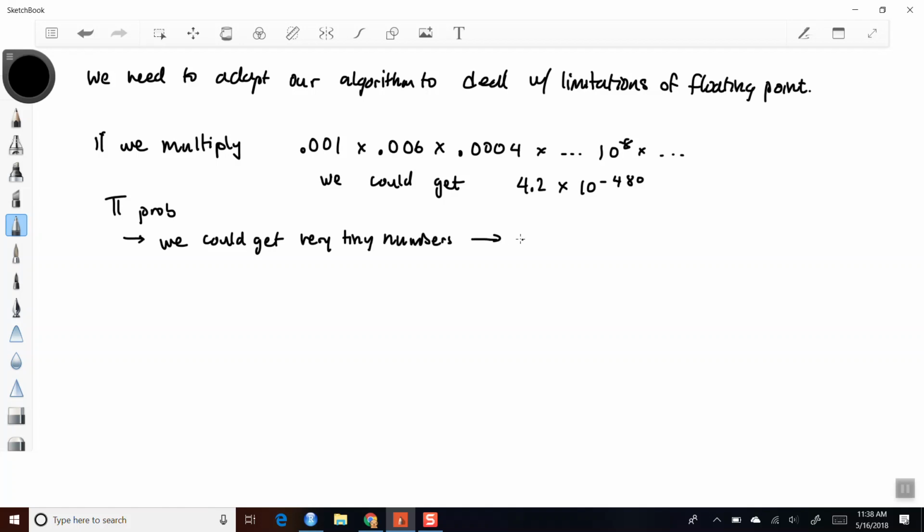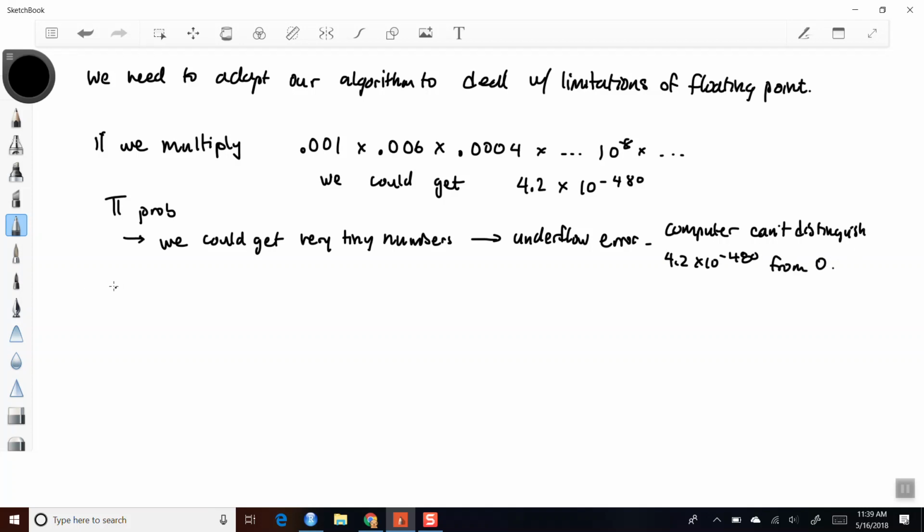And this would lead to an underflow error, meaning the computer is no longer able to distinguish this from zero. The computer can't distinguish 4.2 times 10 to the negative 480 from zero. It thinks it's the same number.